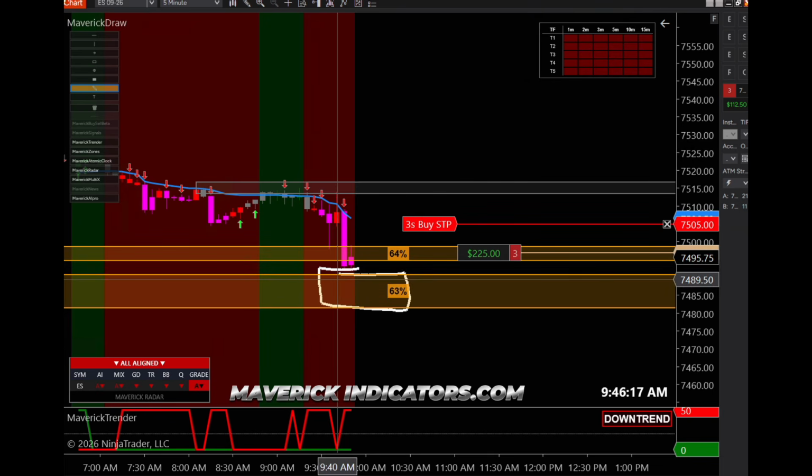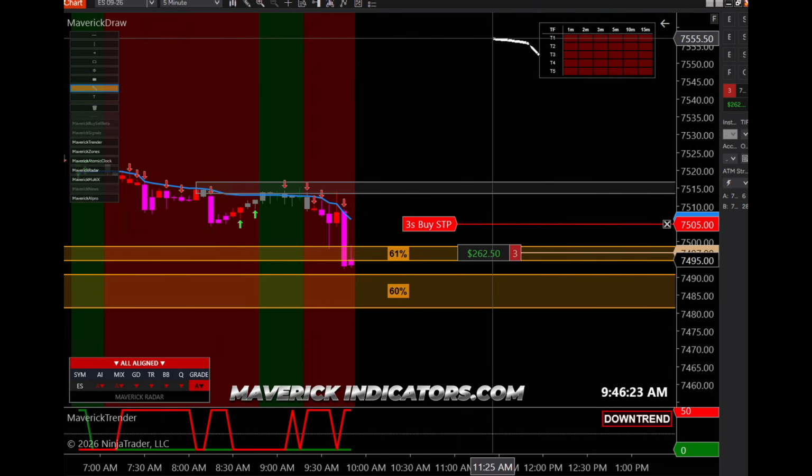Maverick zones, of course we're stopping right here. You got a zone right here. It's been auto drawn by your Maverick zones. And we'll get back to that. I'll show you that in a second.